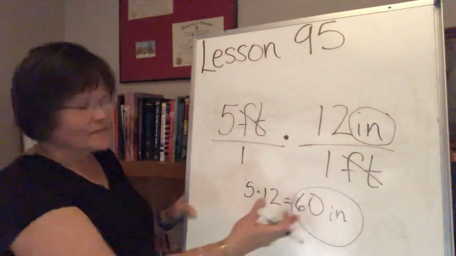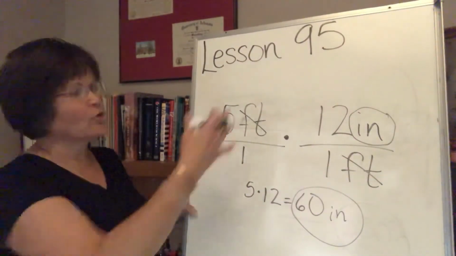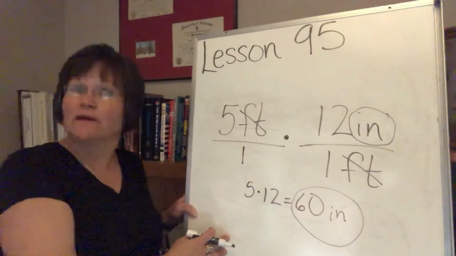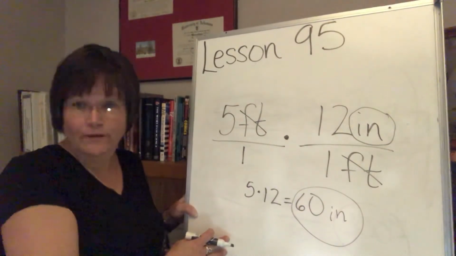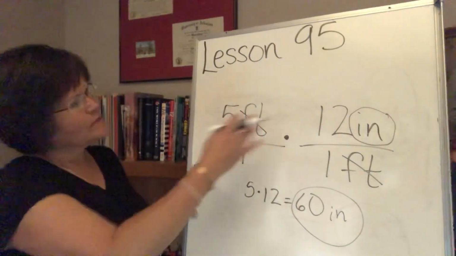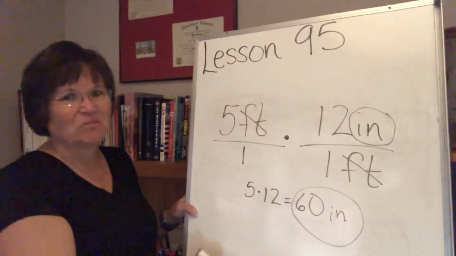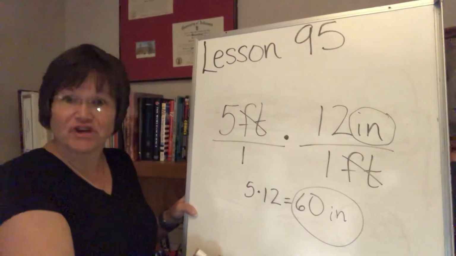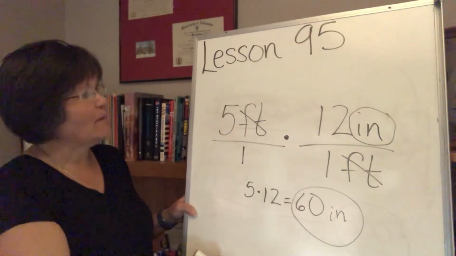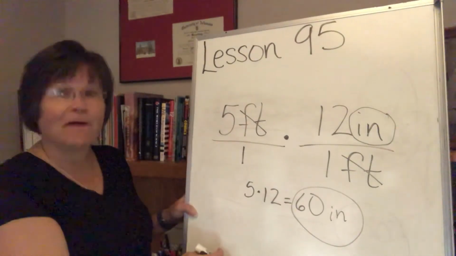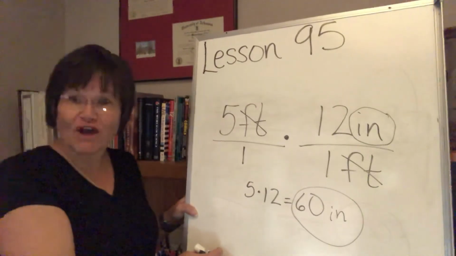So in this lesson, we have learned that cross-canceling can be applied to units as well as numbers, and we can use it in our problem solving when we set up multiplication problems using what we know about ratios, and what we know about cross-canceling and multiplying when we're using fractions.